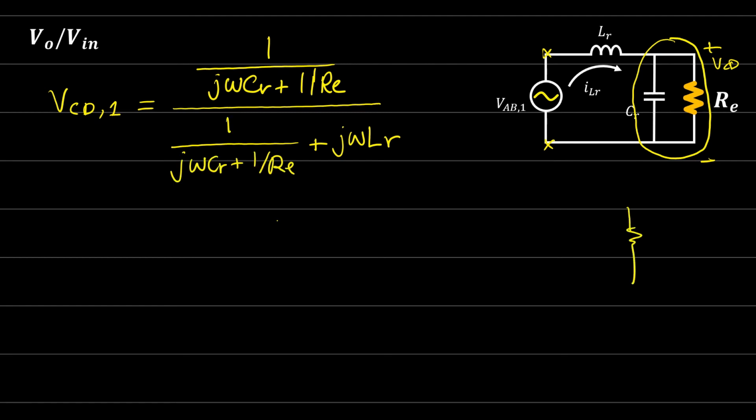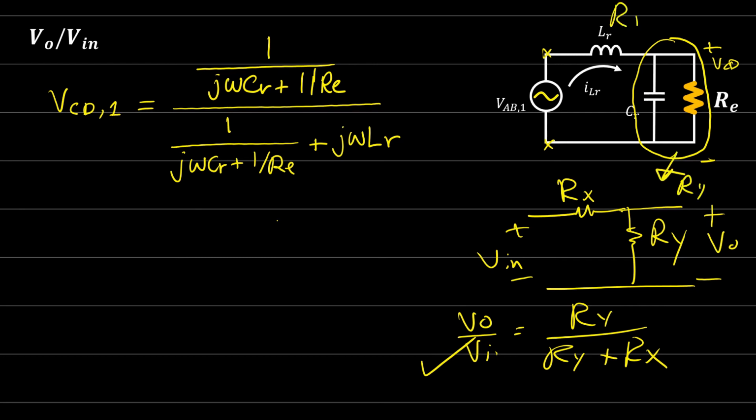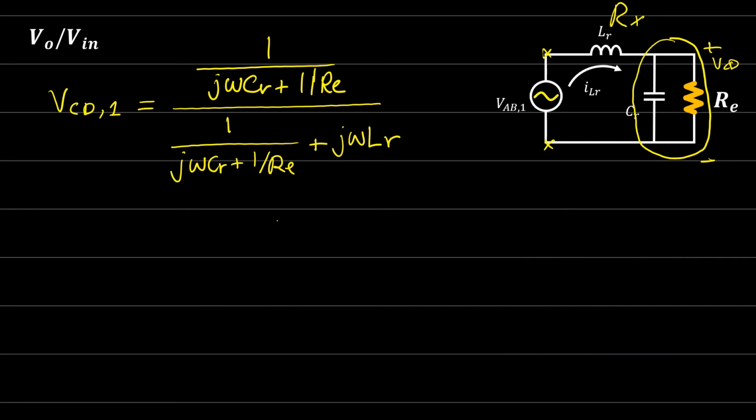Now if you remember, we said if this is Rx and this is Ry and this is V input, right? So V out over V in is equal to how much? Ry over Ry plus Rx, right? Here is the same thing. Just we need to obtain the equivalent of this one. So this is Ry and this is Rx. So this is multiplied by what? V_AB1. Now let's simplify this one.